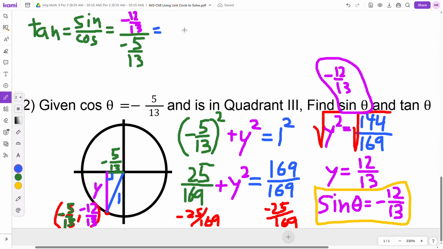And so this equals, well, I prefer to write it as just a division problem. So this is going to be minus 12. You know what? Let me give you the color coordination back. This is minus 12 over 13 divided by negative 5, and I'm going to use parentheses because I have a minus. Negative 5 over 13.